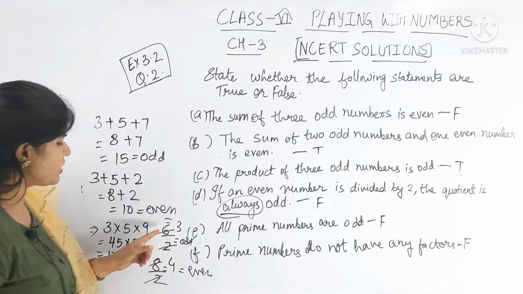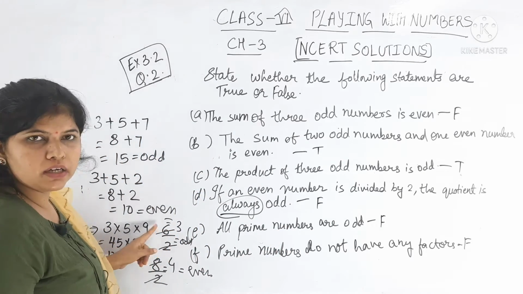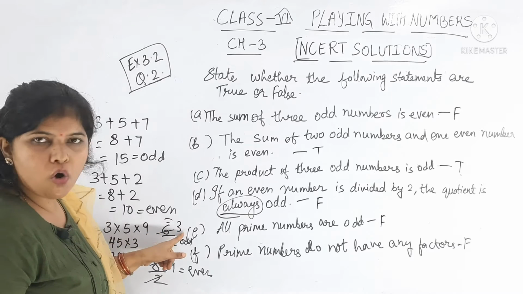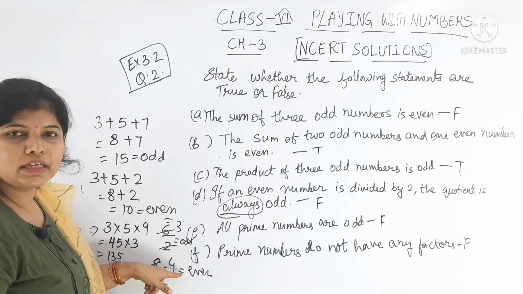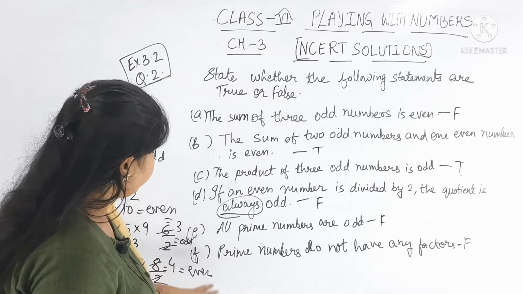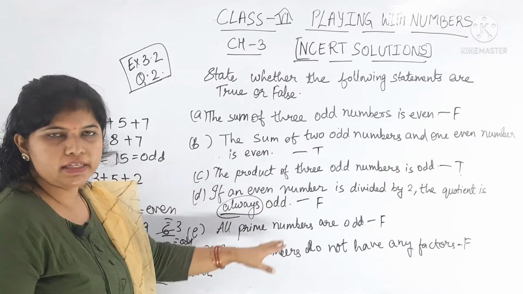So here you can see that 6, an even number, divided by 2 gives an odd number. If I divide 8 by 2, I am getting 4, an even number. So this statement is false.